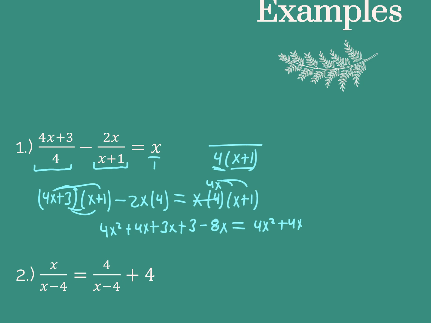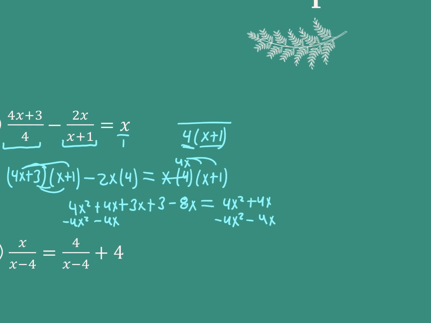We can combine like terms or get everything to one side, set it equal to 0. When I do that, I'm going to subtract 4x squared on both sides. I see a squared, which gives us a clue that there's probably going to be a quadratic to solve. But if we do that, notice 4x squared and 4x squared completely cancel out. And then 4x and 4x also completely cancel out. So I'm left with 3x plus 3 minus 8x equals 0.